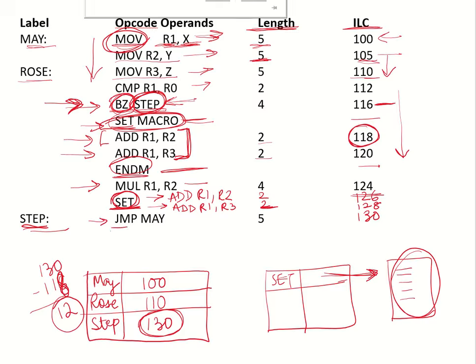Again, jump will be converted to binary, and for may the offset will be given. So whatever is the offset in the PC for the next instruction, whatever was the offset in the next ILC of the next instruction, minus the offset of may, will be replaced over here along with a minus sign, because now we have to go backwards. We have to jump backwards. So this is how a 2-pass assembler works.